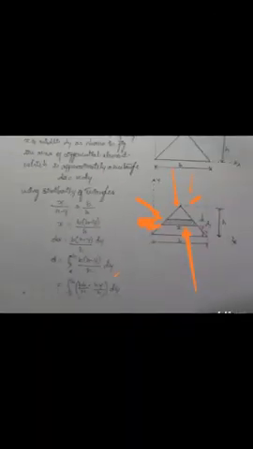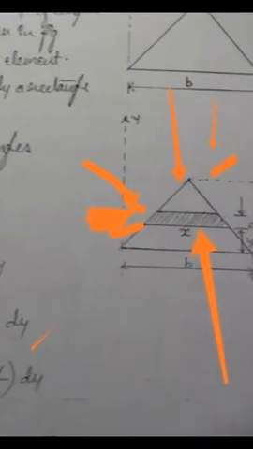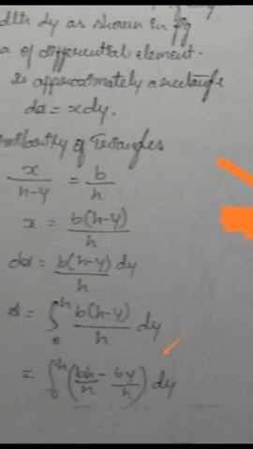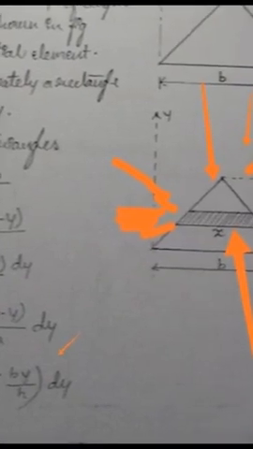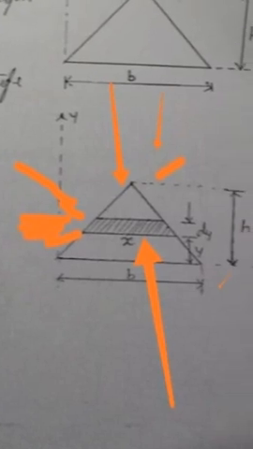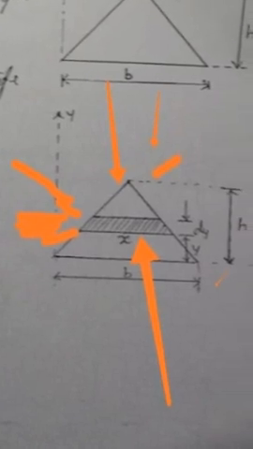Okay, so you have taken x divided by h minus y, that is nothing but base divided by height for the smallest triangle. You have taken x as the base for the smaller one. Now we will go for the bigger triangle.